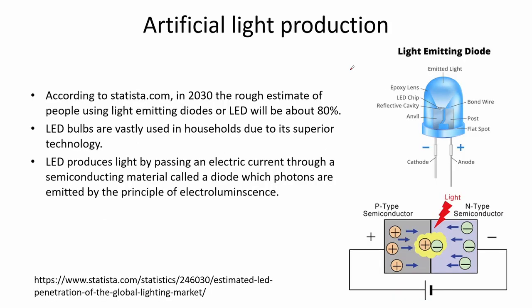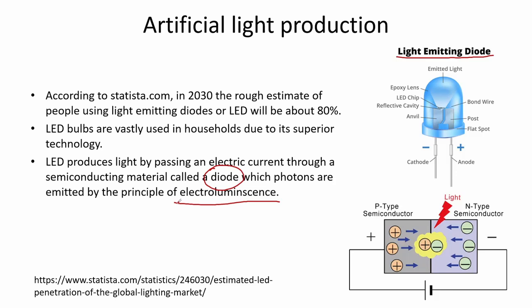Light-emitting diodes are widely used as light sources for homes. According to Statista.com, in 2030 the rough estimate of people using light-emitting diodes, or LED, will be about 80%. LED bulbs are vastly used in households due to their superior technology in terms of low heat production and lifetime. LED produces light by passing an electric current through a semiconducting material called a diode, in which photons are emitted by the principle of electroluminescence. In the figure here we have a typical LED.